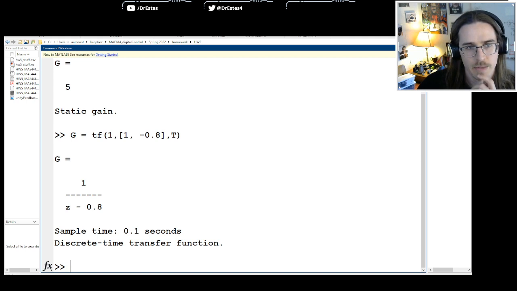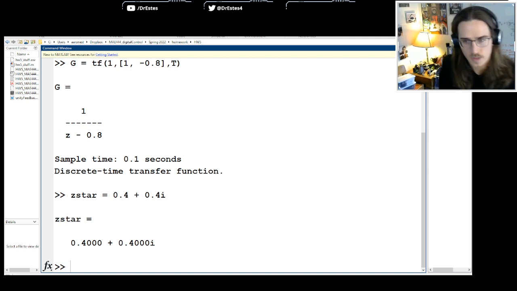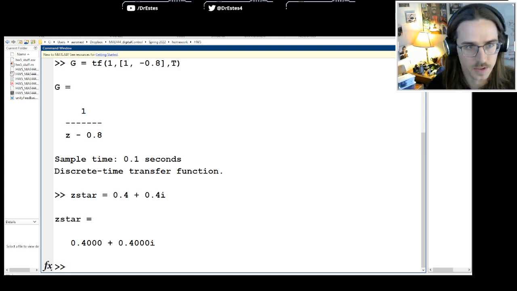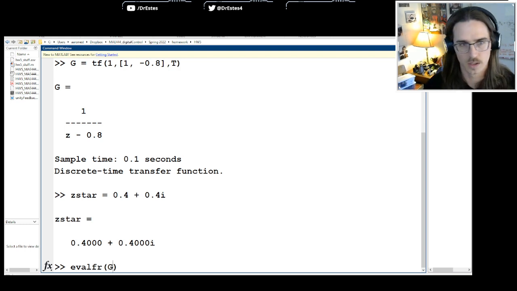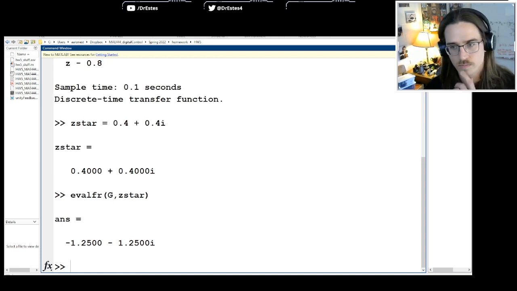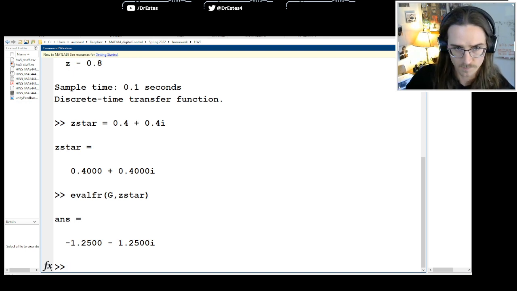So all I'm doing, I made this transfer function in MATLAB. Now let's make z star. And I'm just going to do the positive conjugate. So you can evaluate the transfer function at z star using this command, evalfr. I think fr stands for frequency response, which isn't super relevant here, but you take the transfer function and you evaluate it at z star, and boom. This is the same complex number that we calculated by doing that math.